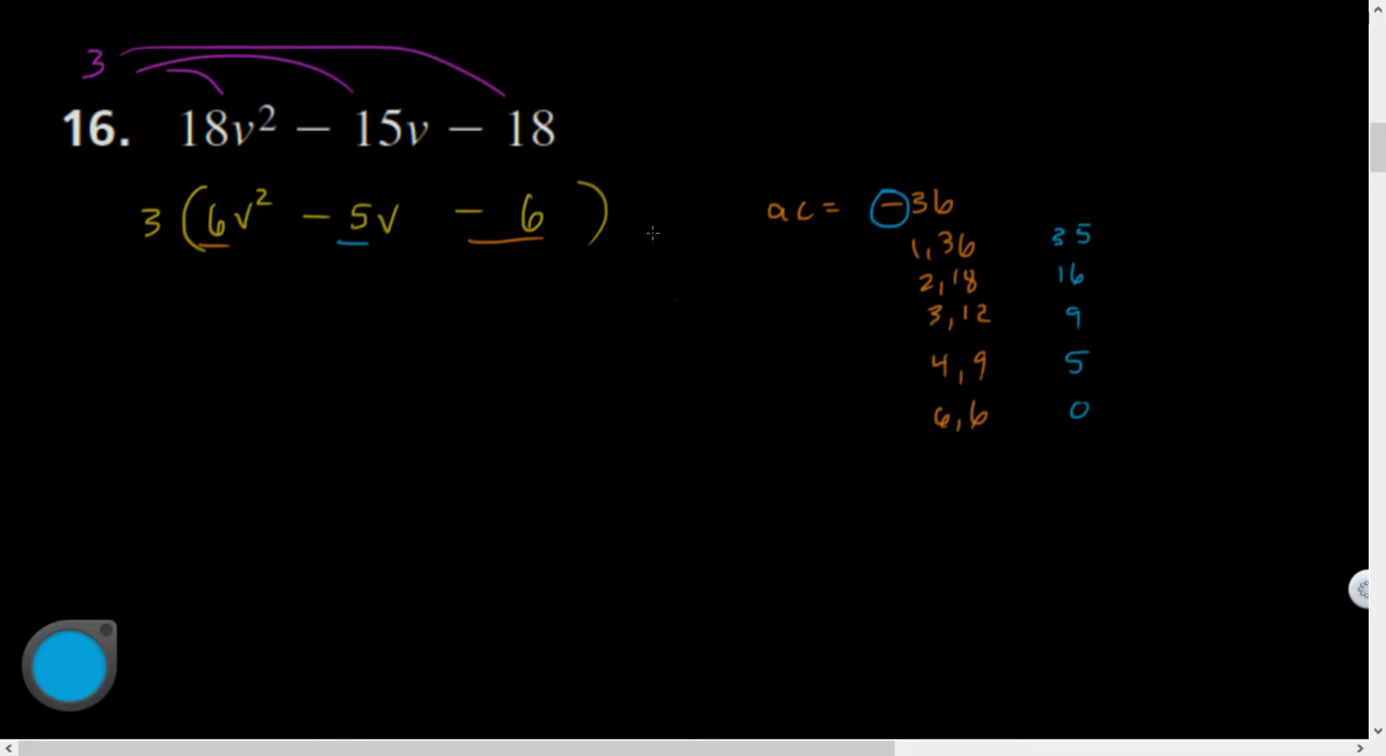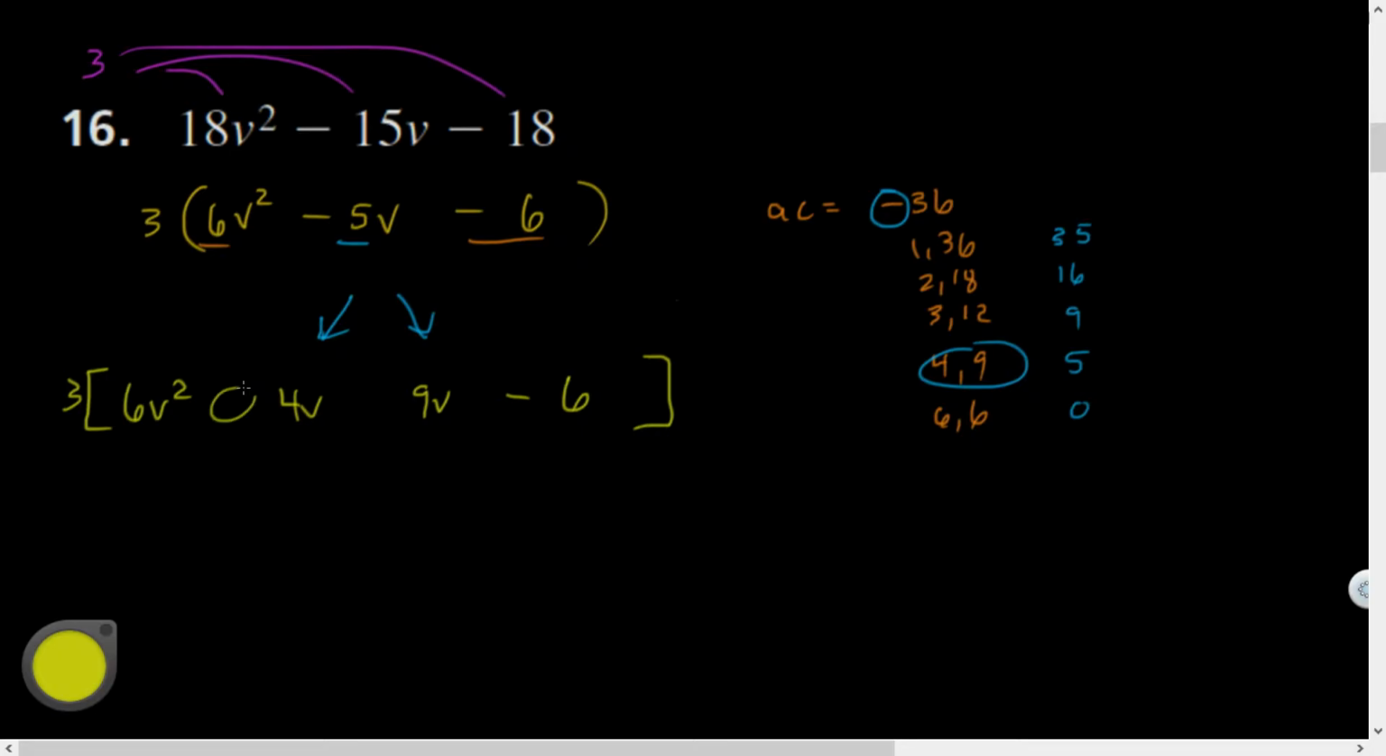So let's see, difference of 5. Hey, the 4 and the 9. So let's split the B term into two like terms whose coefficients are the factors we just found. This 3 is still way on the outside, so I'm going to have 6v squared. I guess I went square brackets too early, but that's fine. I'll have a 4v and a 9v and minus 6.